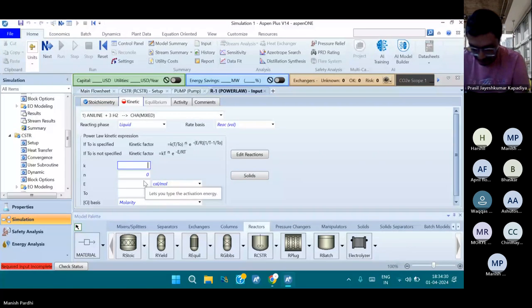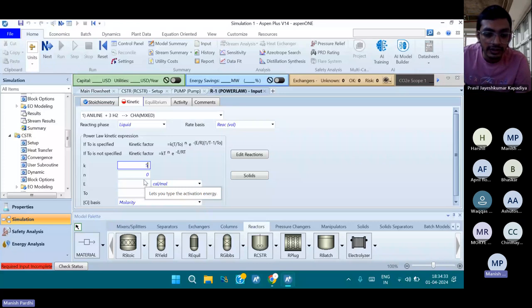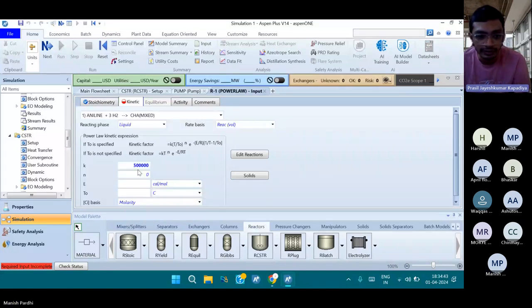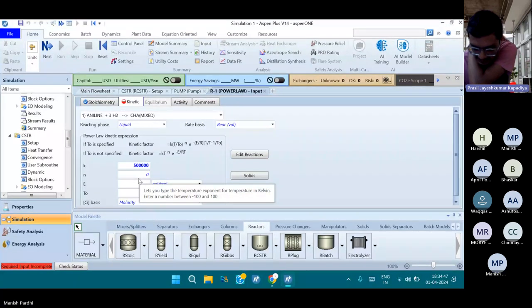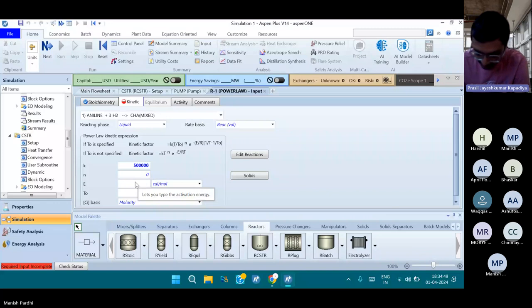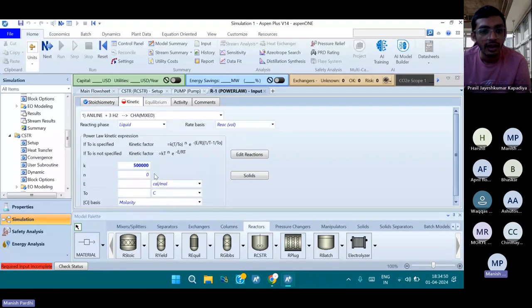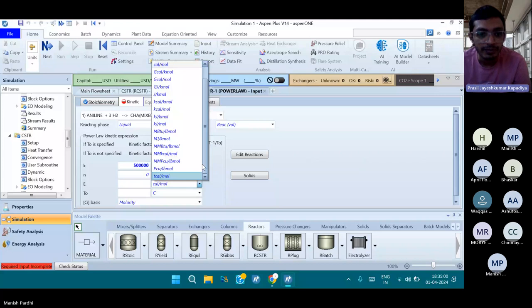Just write it. It will take a positive value. Yes. Okay. So this is 5 into 10 to the power 5. N, we are not given any specification about N, so we will not touch that. Activation energy is 20,000 BTU per mole. 20,000 British thermal unit per pound moles.